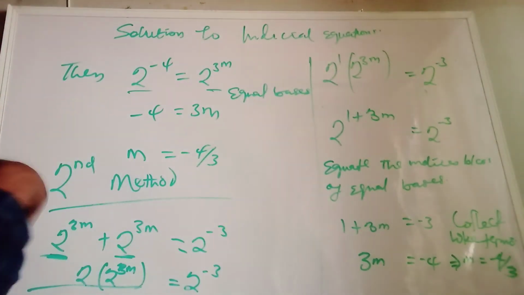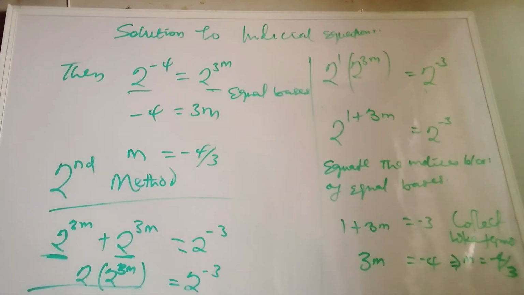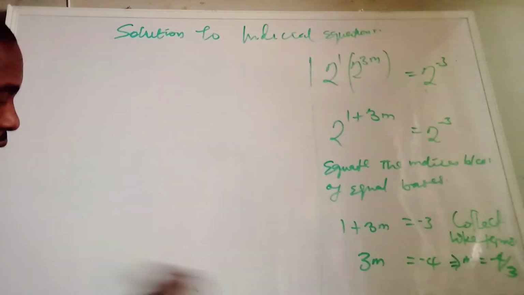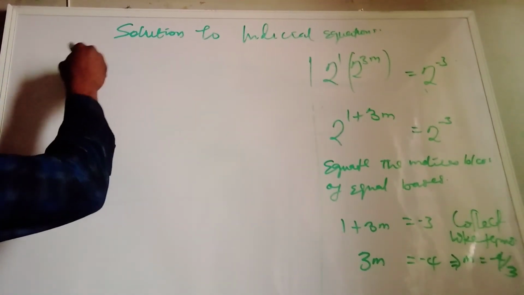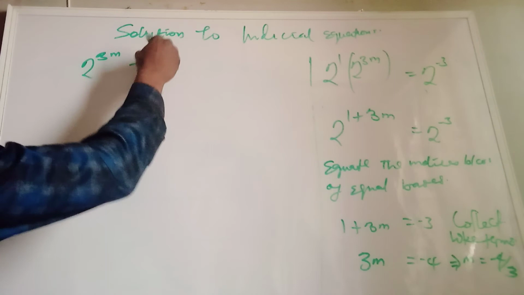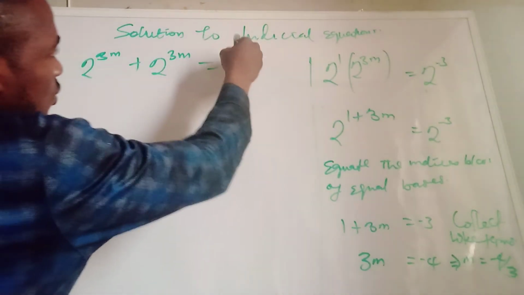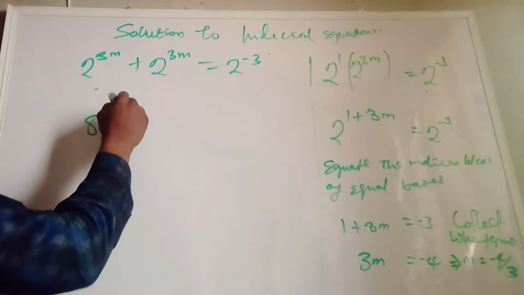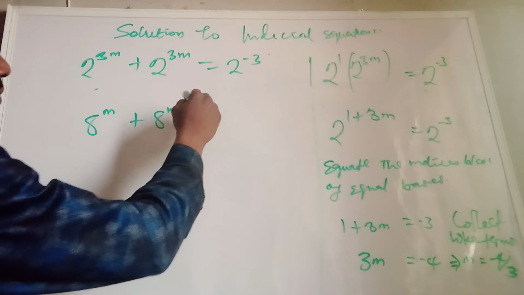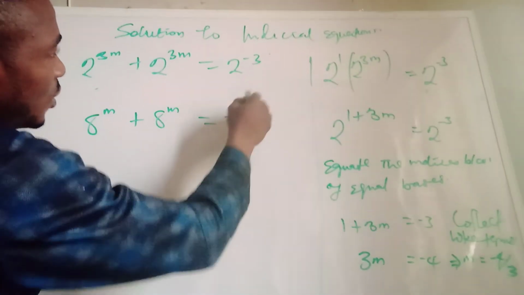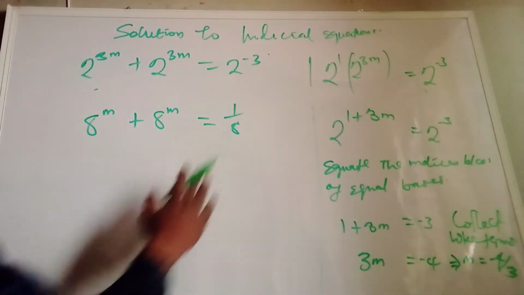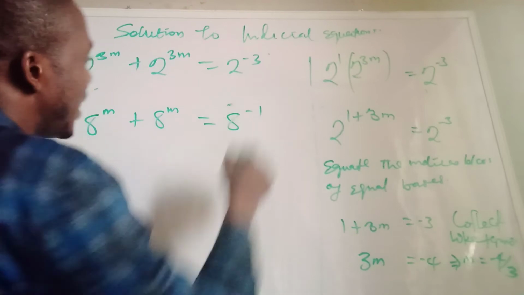That method is also the same as all this. You can decide to convert this back. Let me call that one method 3. Convert it back. The third method now, we have 2 raised to power 3m plus 2 raised to power 3m is equal to 2 raised to power minus 3. This is the same thing as 8 raised to power m plus 8 raised to power m is equal to what? 1 over 8. Or you can say 8 raised to power minus 1.